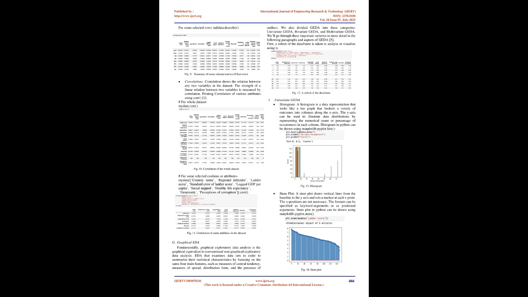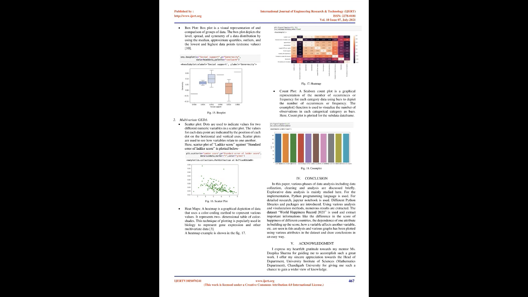Correlations. Correlation shows the relation between any two variables in the dataset. The strength of a linear relation between two variables is measured by correlation. Printing correlation of various attributes using corr for some selected columns or attributes. MyData: country name, regional indicator, ladder score, standard error of ladder score, log GDP per capita, social support, healthy life expectancy, generosity, perceptions of corruption.